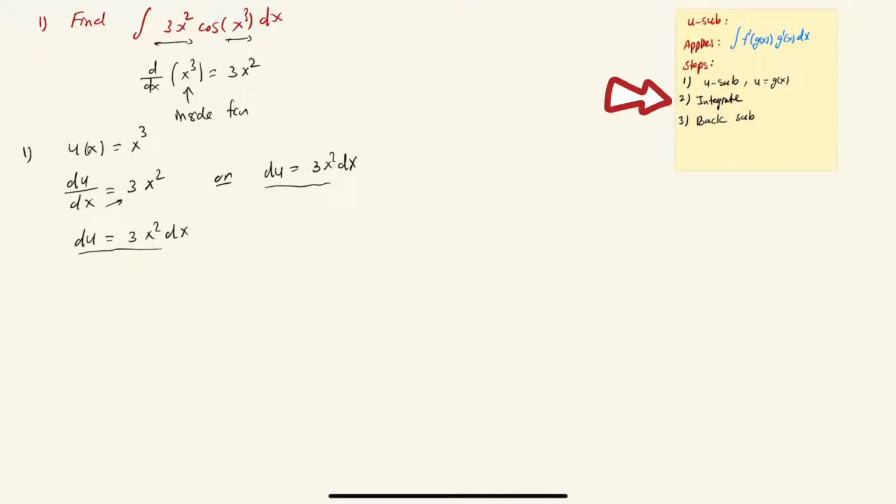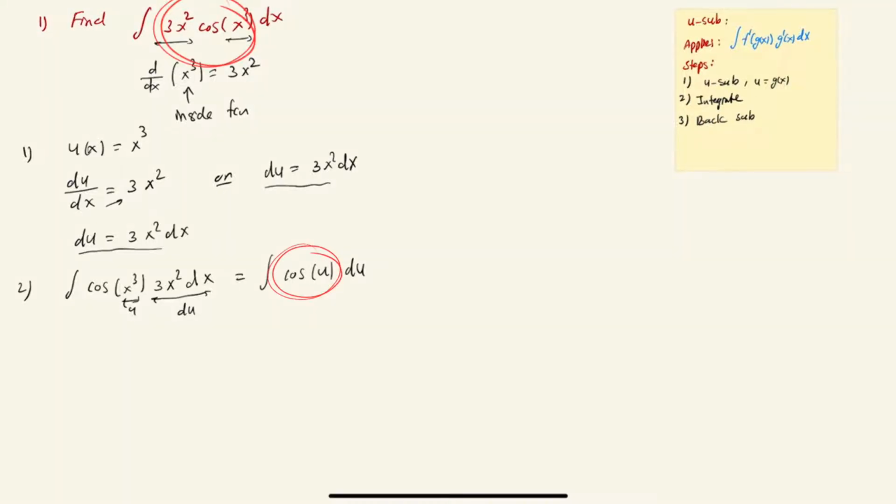So for step number 2, I'm gonna integrate after I make the u substitution. Here what I did, I arranged the terms. I brought 3x squared next to dx, and that from step 1 is gonna be equal to du. And that's gonna be equal to the integral of cosine of u du. This is way easier to integrate. We already know the antiderivative of cosine of u. That's gonna be equal to sine of u plus c.